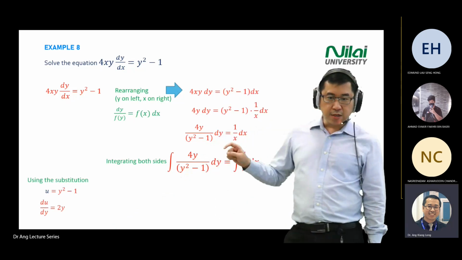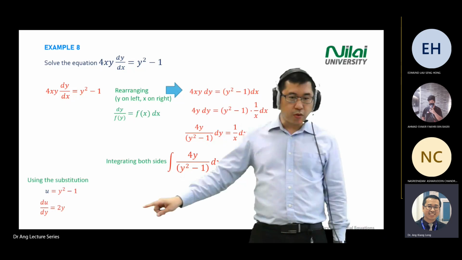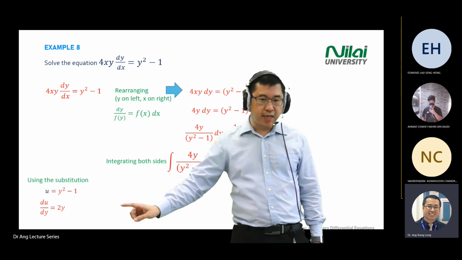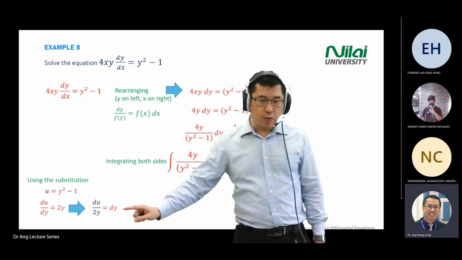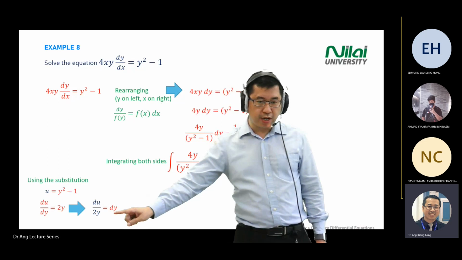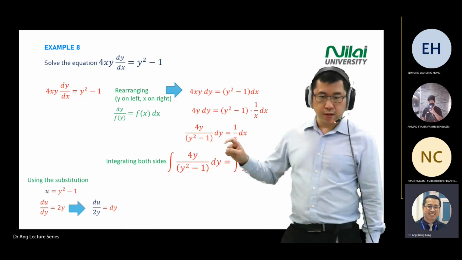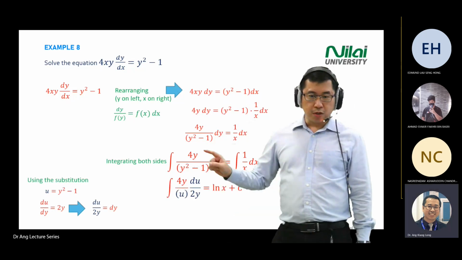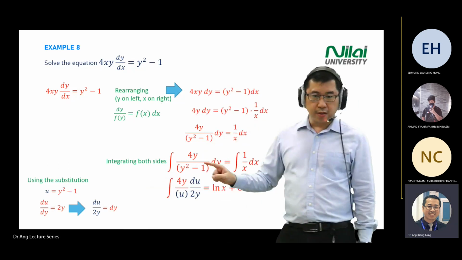And here, because you are replacing this dy, you need to rearrange du/dy = 2y in the form of dy. So you rearrange, you get dy = du divided by 2y, because you're going to substitute this in terms of u.